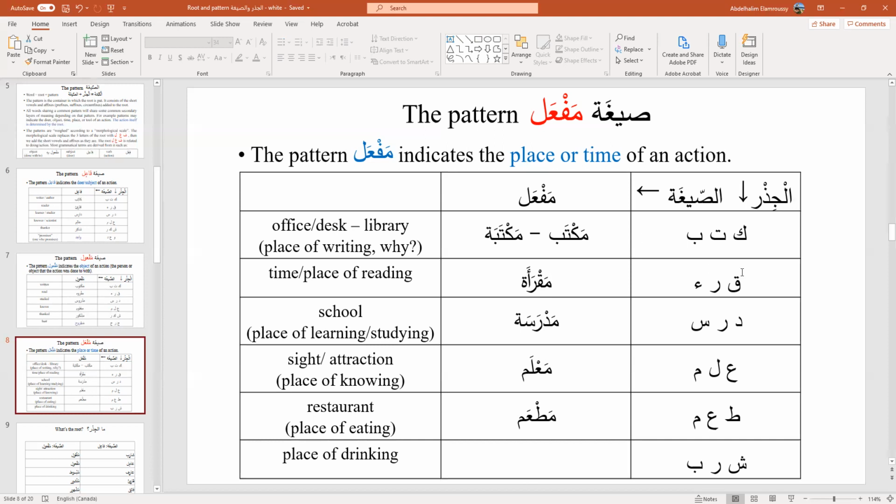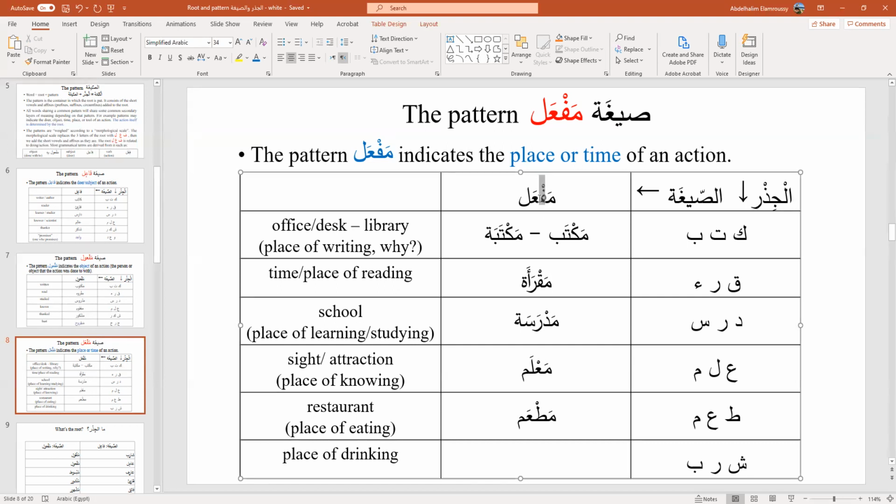Okay, so let's go to the second root, which is qaf ra hamza. Again, this root has to do with reading. That's right. Let's put it in the pattern maf'al. First step is pause and say it and then get back to me.